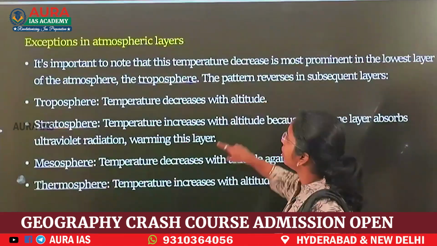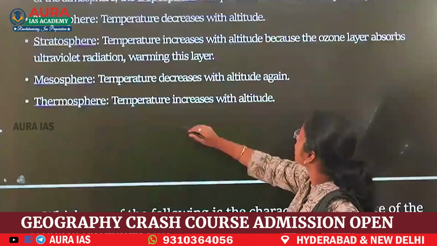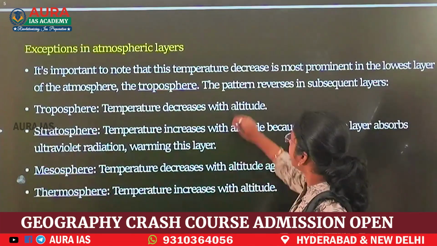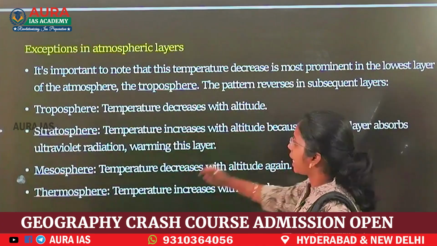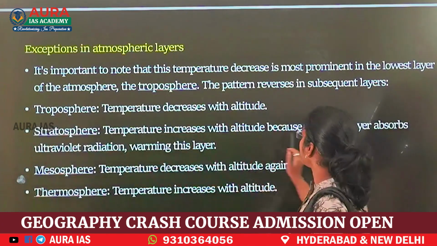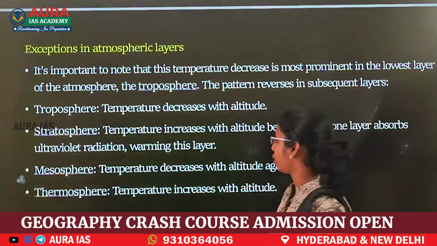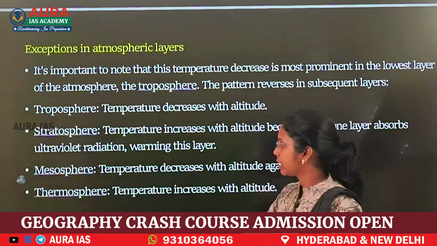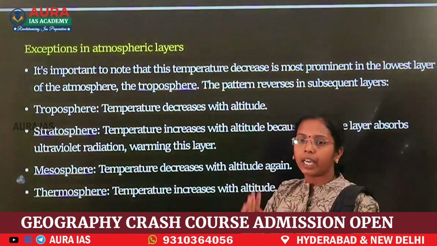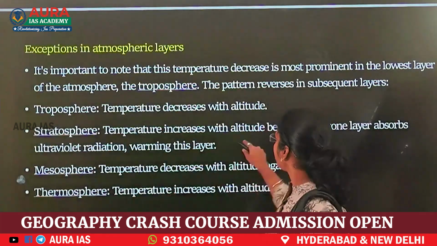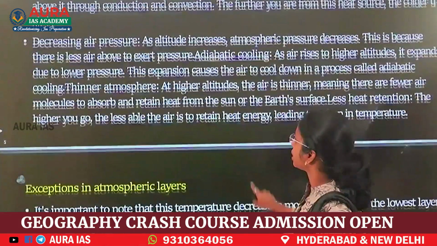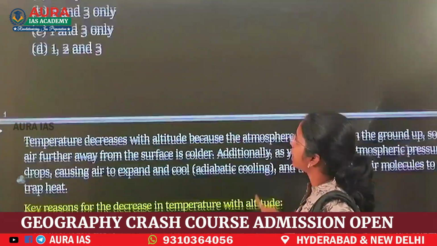To summarize: in the troposphere, temperature decreases with altitude. In the stratosphere, temperature increases with altitude because of absorption of UV radiation by the ozone layer. In the mesosphere temperature decreases, and in the thermosphere temperature increases. Thermo means you have to remember temperature increases. Now we will see the answer.